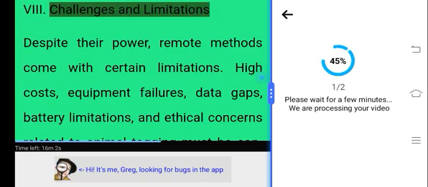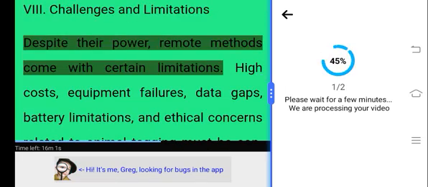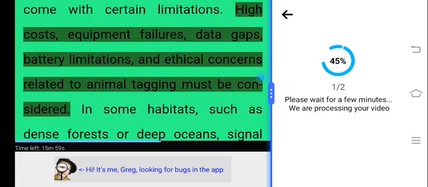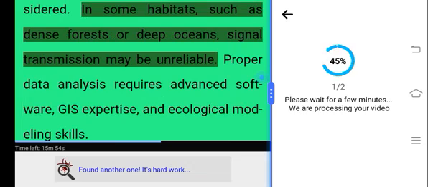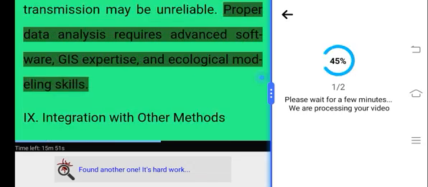8. Challenges and limitations. Despite their power, remote methods come with certain limitations. High costs, equipment failures, data gaps, battery limitations, and ethical concerns related to animal tagging must be considered. In some habitats, such as dense forests or deep oceans, signal transmission may be unreliable. Proper data analysis requires advanced software, GIS expertise, and ecological modeling skills.